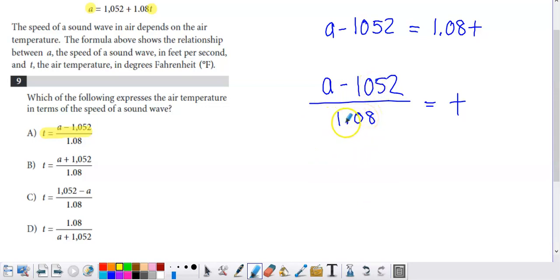The issue with that is this 1.08 is dividing two things. It's dividing the A, it's also dividing the 1052. So we wouldn't really be able to simplify the equation any further that way. It's probably one of the most frequently occurring mistakes I see made with a situation like this.